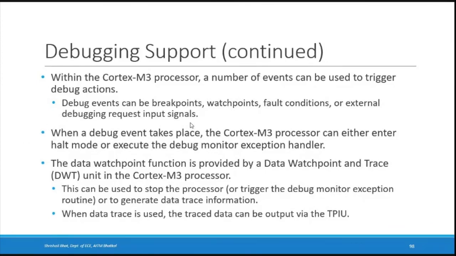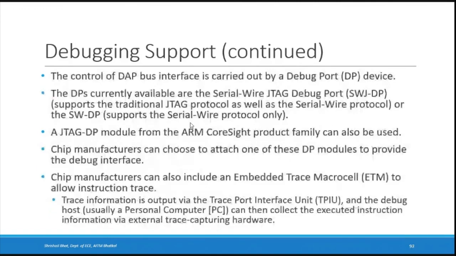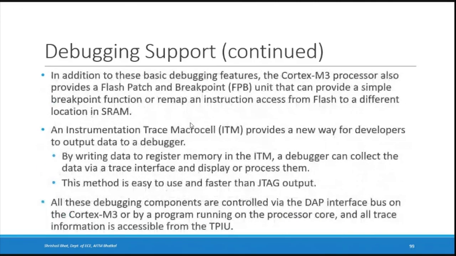The data watch point function is provided by the data watch point and trace unit, DWT, in the Cortex M3 processor. This can be used to stop the processor, trigger the debug monitor exception routine, or generate data trace information. Whenever the data trace is used, the traced data can be output via the TPIU, the trace port interface unit.